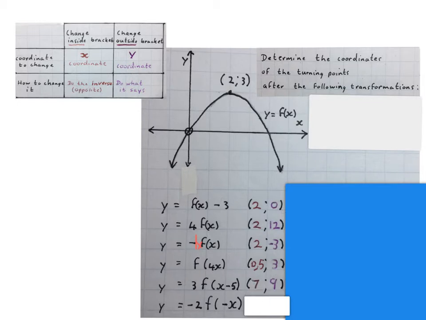The next one also has 2 transformations in one. One outside, one inside. Outside, it says minus 2 times. So I will times minus 2 to my y value. That'll give me a minus 6. In the bracket, there is a minus 1 times x. So I'll divide my x value by a minus 1. That'll give me a minus 2. Final coordinate, minus 2 and minus 6.